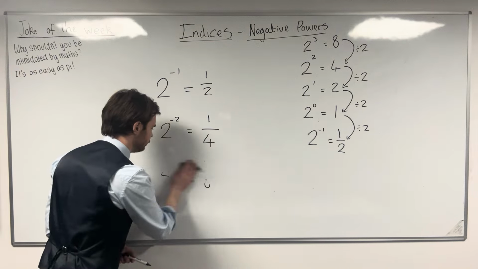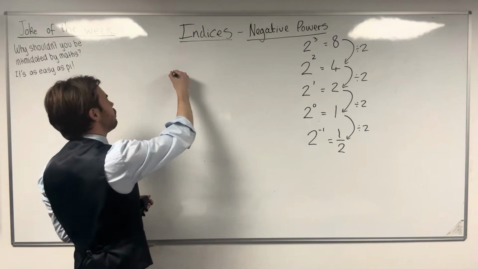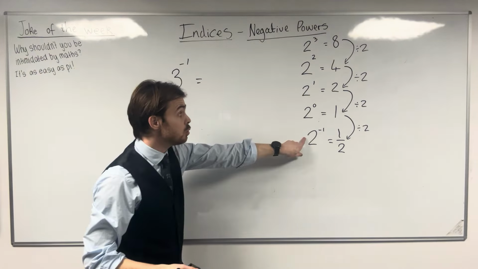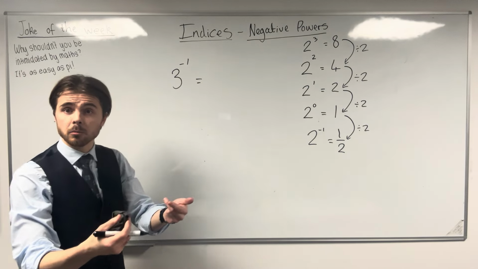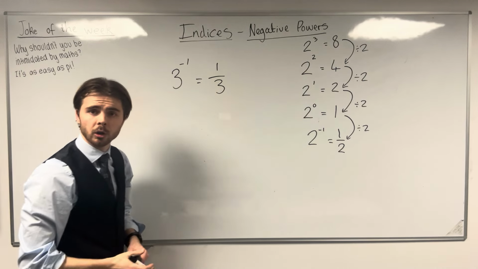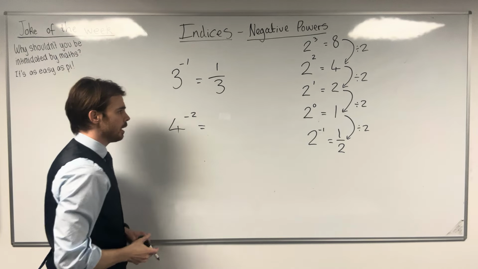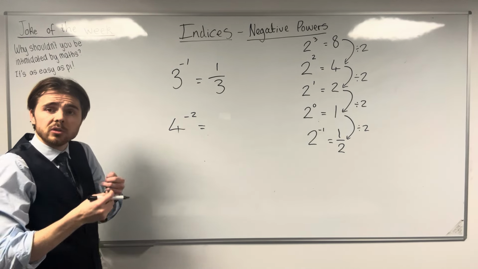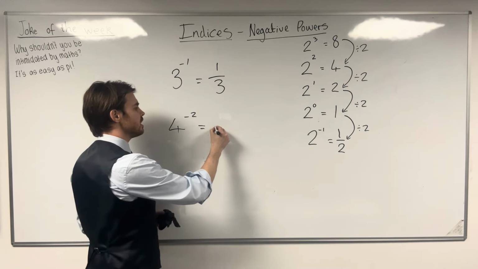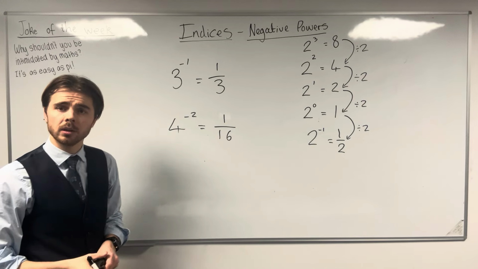All right, so let's try 3 to the power of negative 1. So remember, 2 to the power of negative 1 became 1/2 using the same concept. 3 to the power of negative 1 is going to become 1/3. All right. Next one is 4 to the power of negative 2. Now again, negative 2 here, we're going to square it and then have the reciprocal. So we square 4, which is 16. And then it's going to be a 1 on the numerator.